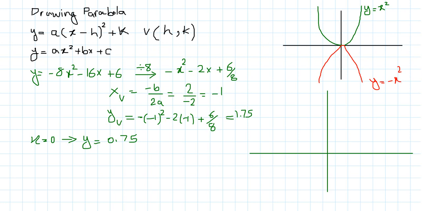According to the shape of the graph and according to the sign of x, it should be the red part, which means concave. Now find at first the vertex point. It is minus 1 and minus 1. Suppose that minus 1 is here, minus 1, and y is 1.75. Suppose that 1.75 is here.